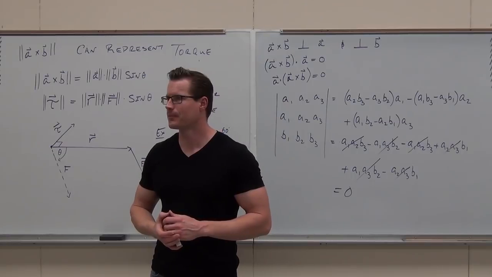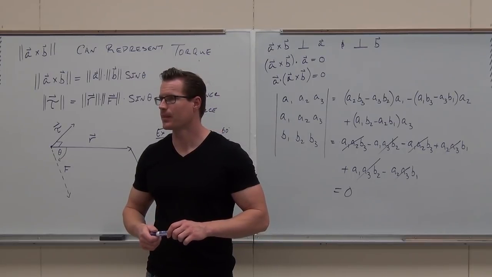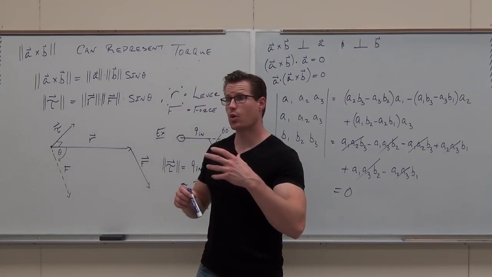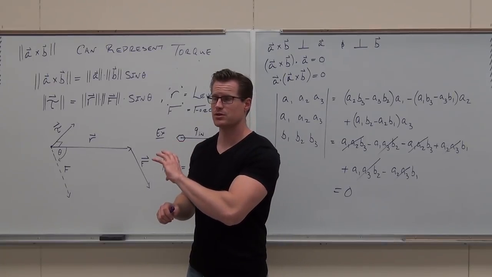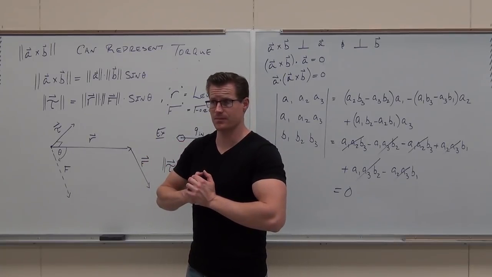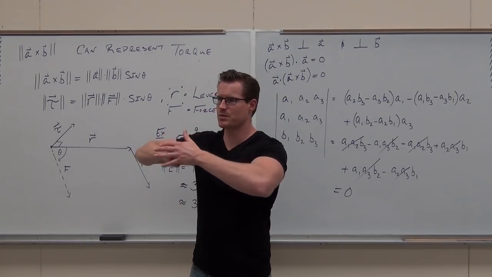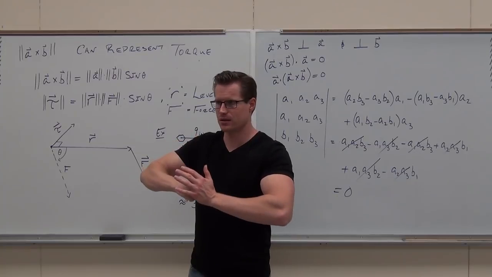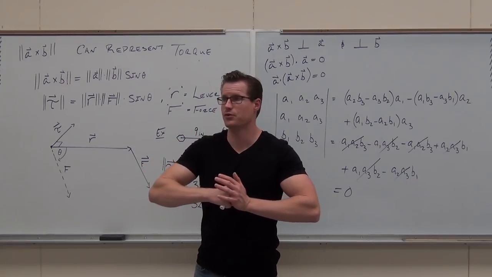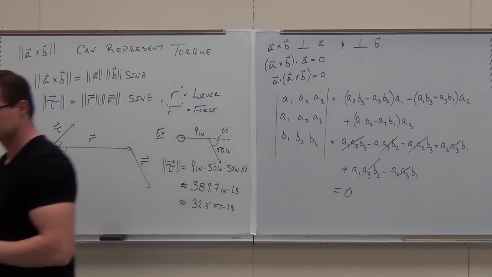Is that pounds the wrench, or is that you putting the pounds on? That's how much torque is being applied to that bolt. So you are putting down 50 pounds. That's staying there. The wrench is 9 inches long, so that's staying there. But when we're sweeping out that angle, we've applied 32.5 foot-pounds of torque on that bolt.